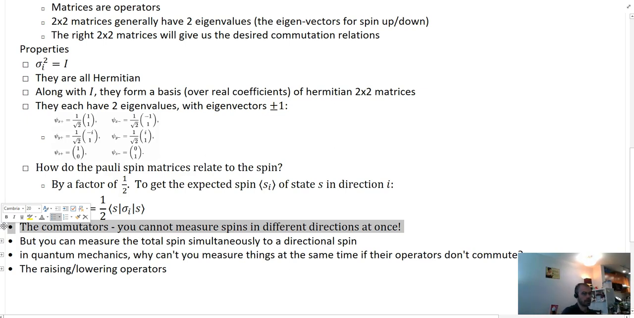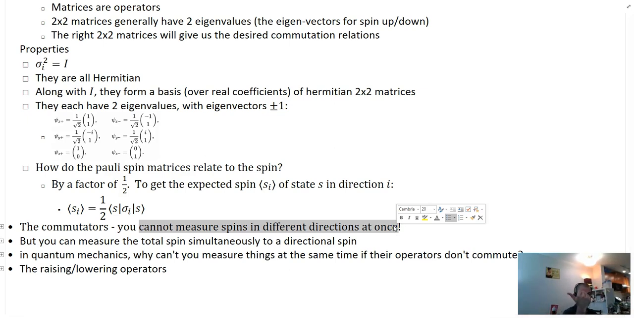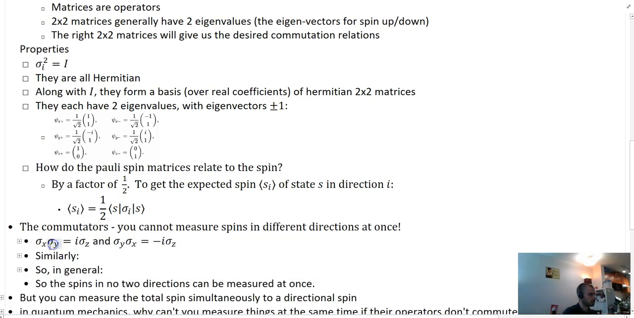All right. So I guess it's important that you cannot measure spins in different directions at the same time. Okay, so you can't measure the spin in the x direction, the y direction, or the z direction. You can't measure any two of those at the same time. And this relates to commutators.